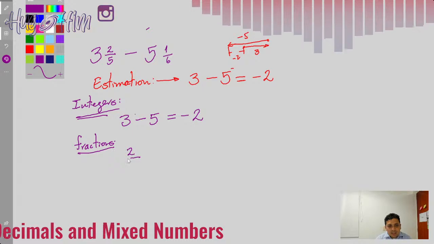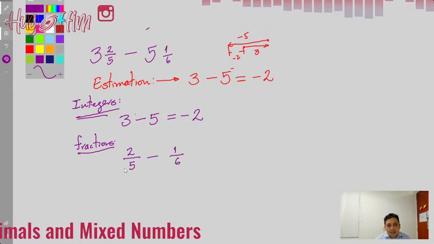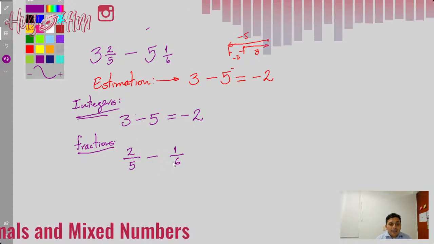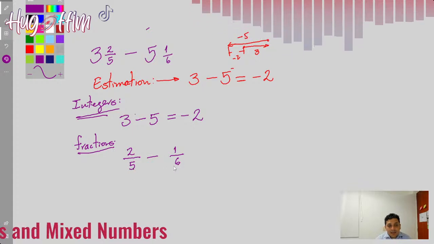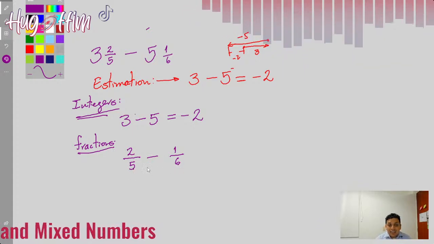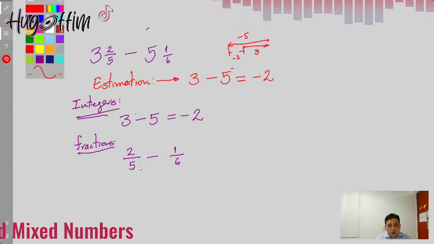In this case, it's going to be 2/5 minus 1/6. And remember that if you want to add two fractions, you need a common denominator. In this case, we need the highest common factor between 5 and 6. The highest common factor between 5 and 6 is just the multiplication because they are coprime.